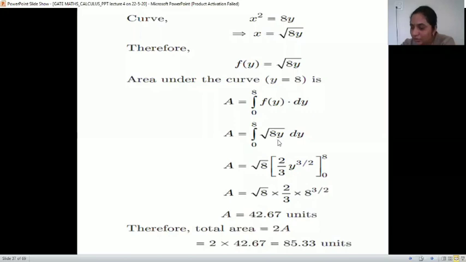So 0 to 8, root 8y dy, that is root 8 will come outside. Integrate this, y raised to 3 by 2 upon 3 by 2. Then it is 8 raised to 3 by 2. We'll solve this.